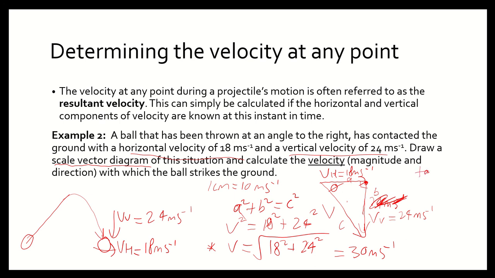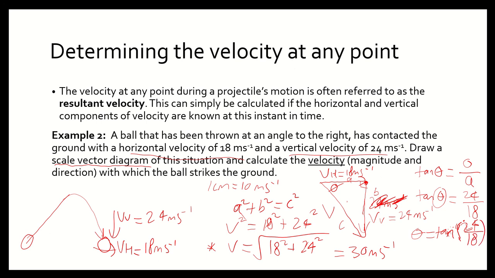To find this angle in here, we always use tan theta. Tan theta is the opposite side over the adjacent side. You don't need to write all these steps, but tan theta equals opposite, which in this case is the vertical component of velocity, which is 24, over the adjacent side, which is 18. And then to get theta, we need to do the inverse. So to get rid of tan, we take the inverse of tan, or tan to the minus 1 of 24 over 18.